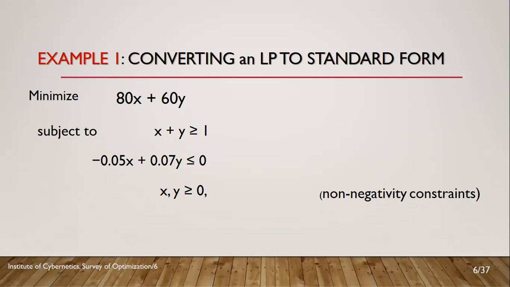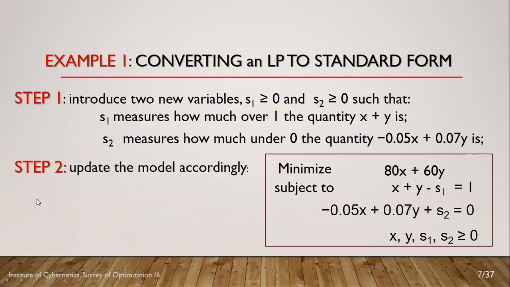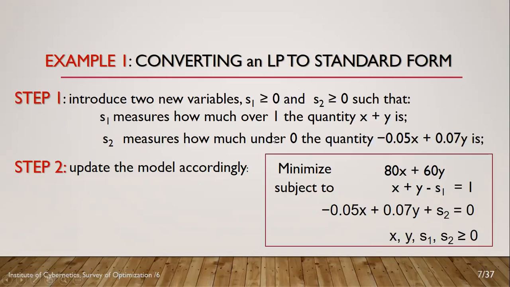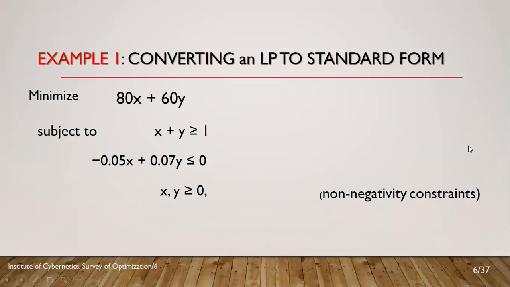Let's start converting. First, we introduce two new variables, which we call slack variables, denoted by s sub 1 and s sub 2, such that, first of all, they are non-negative, as you can see here. Then, s sub 1 measures how much over 1 the quantity x plus 1 is. Recall that 1 appears on the right-hand side in the first constraint. And s sub 2 measures how much under 0 the quantity -0.05 plus 0.07y is. Recall that 0 is the right-hand side of the second constraint.